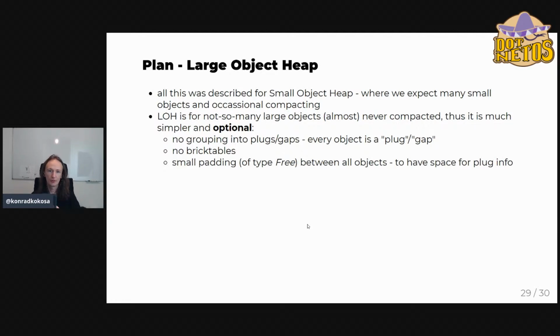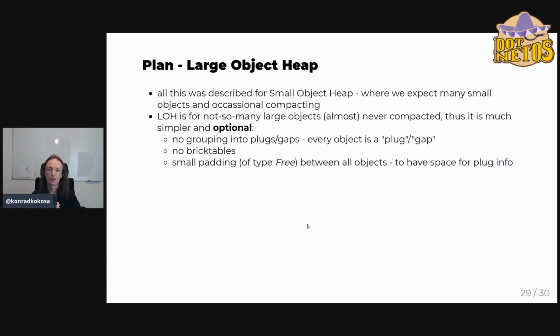One side note, the large object heap, because everything I was describing so far was about the small object heap, so objects smaller than 85,000 bytes, which are sometimes compacted if the GC decides so, or if we force it. Because we expect the granularity of objects, and it is wise to consider compaction there.